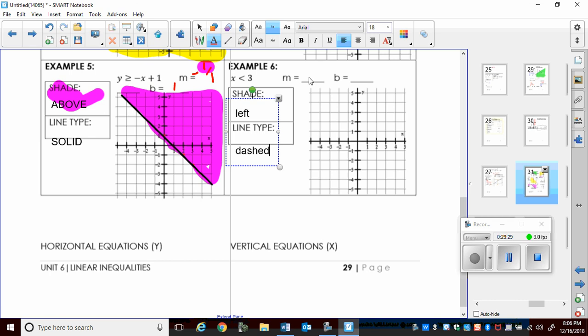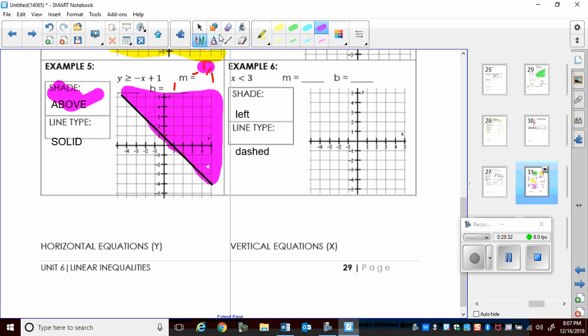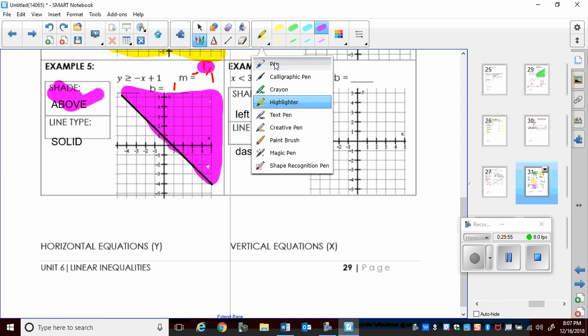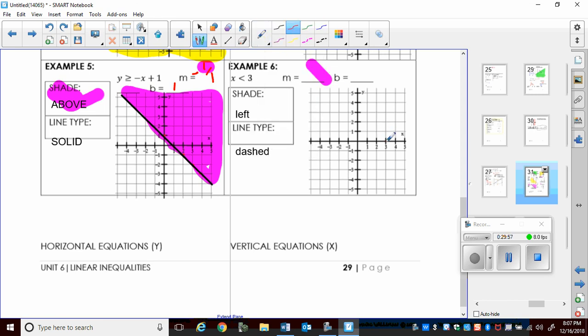The slope here is undefined, so I'm not even going to worry about that. The y-intercept doesn't exist. All right. So I'm going to go to the x-axis and find 3. And there's 3. Here's where x equals 3. And I can go all the way up and all the way down. X equals 3 at all of those points.